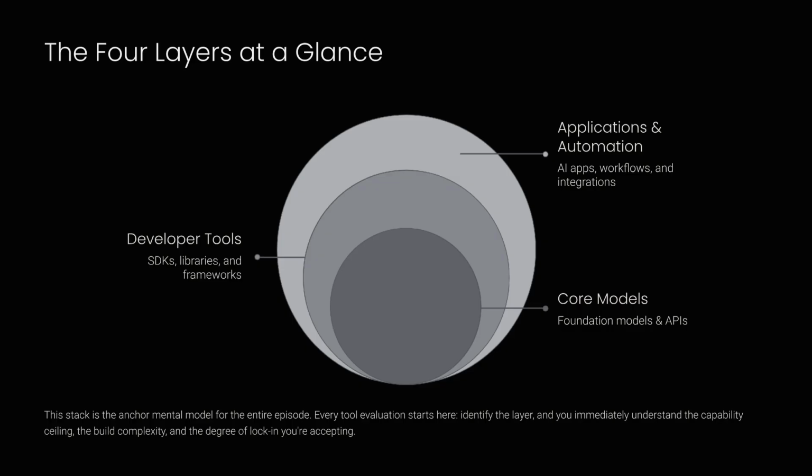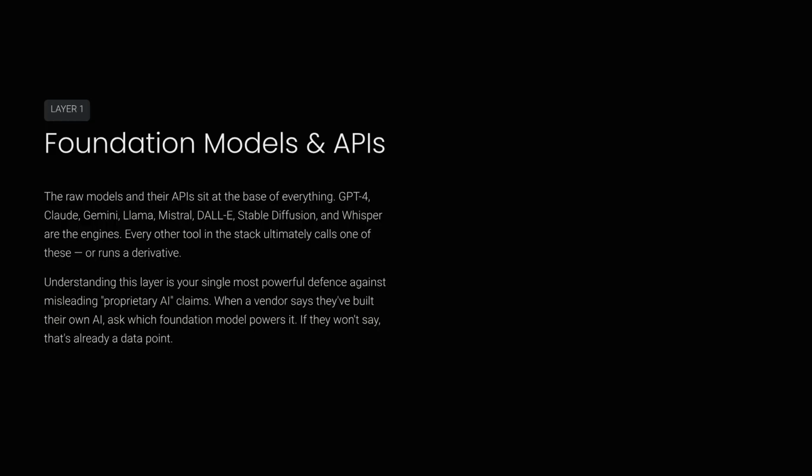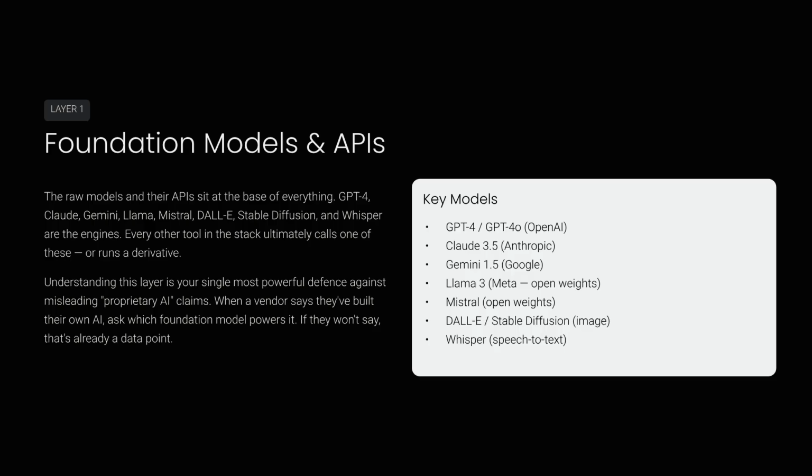From the base, we have core foundation models, followed by developer tools, and finally, at the top, applications and automation. Identifying the layer of any tool you evaluate immediately clarifies your capability ceiling and the level of vendor lock-in you are agreeing to.